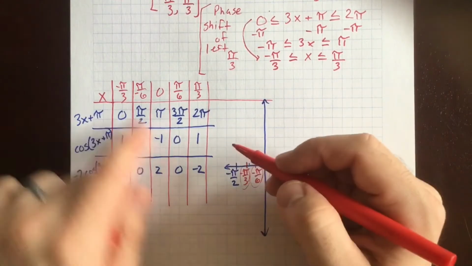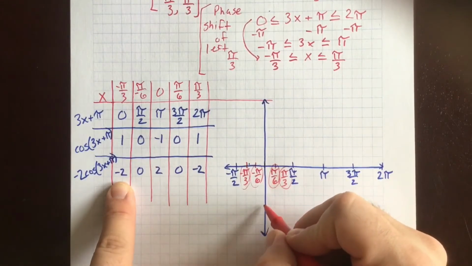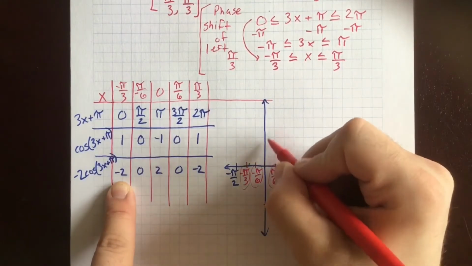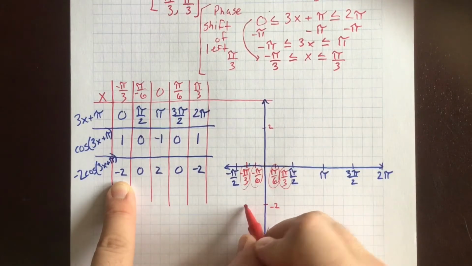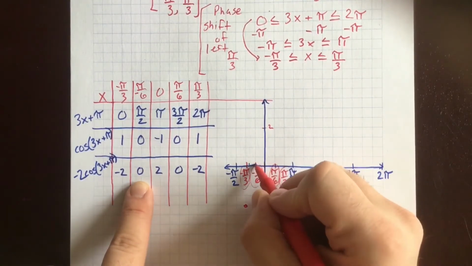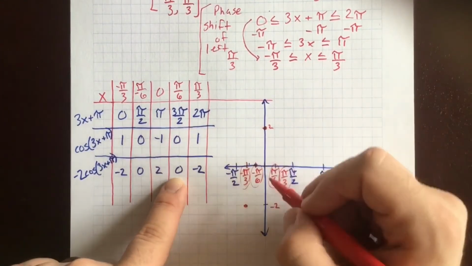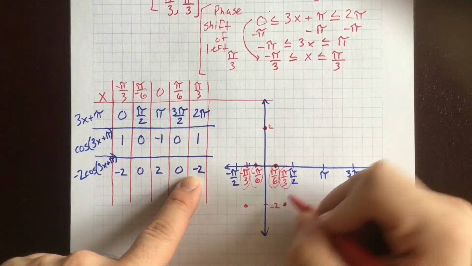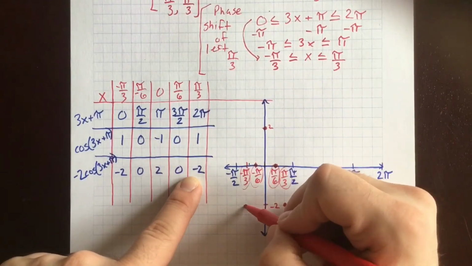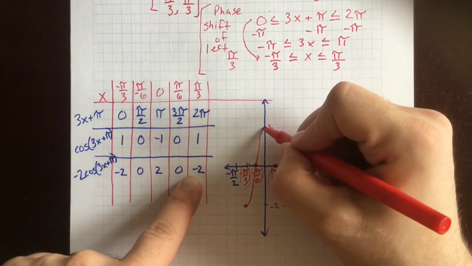Negative pi over 3. We go down to negative 2. So 1, 2, 3. Here, positive 2 would be up here. So negative 2. At negative pi over 6, we're at 0. And positive 2. And then 0. And then negative 2.